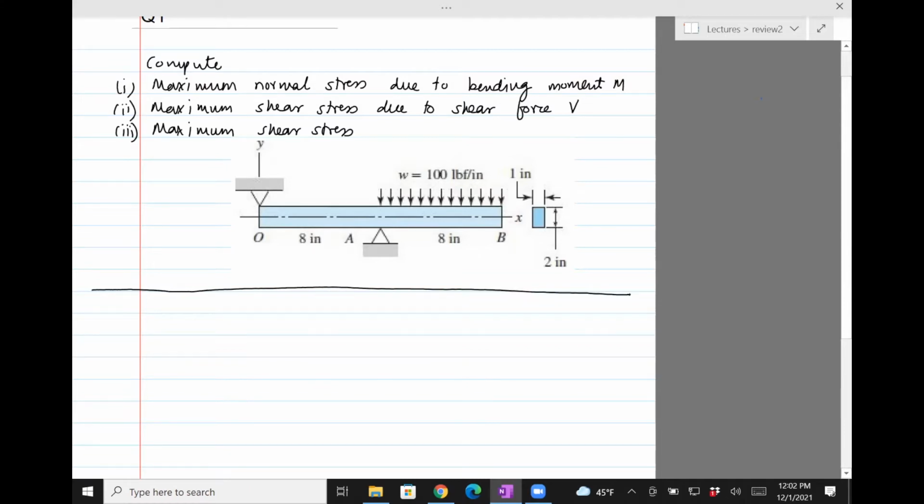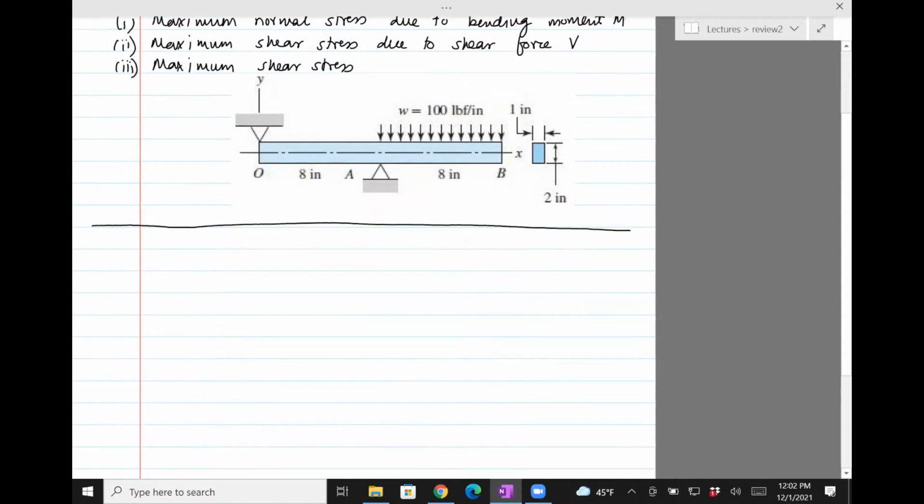Okay, so you start off with the shear force diagram. Before that, you need to find the reaction forces. So let's draw that beam again. Say there are forces like so.